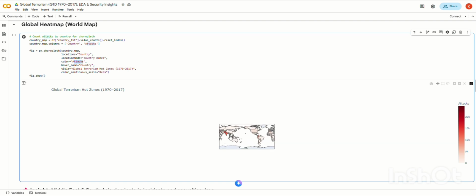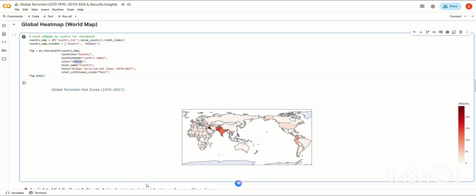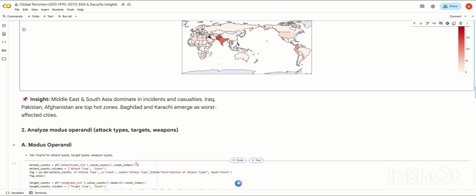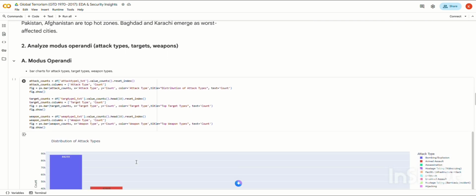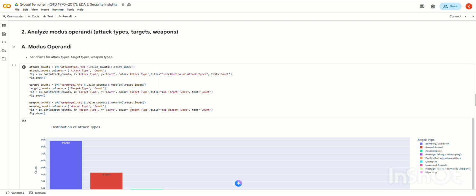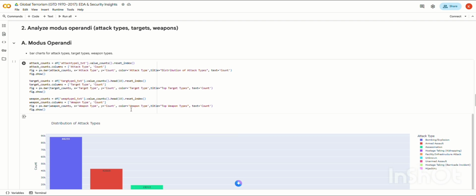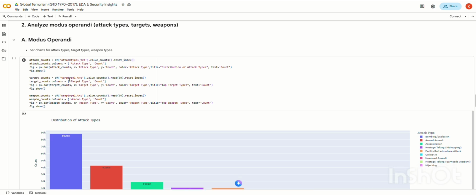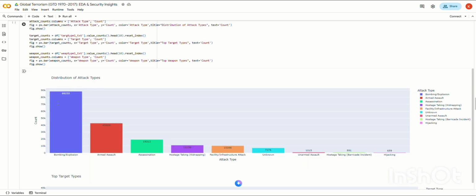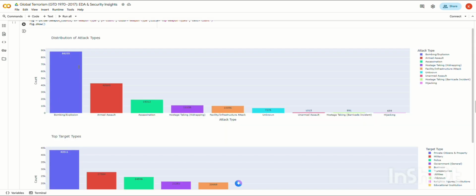With the location mapped out, let's now turn to how these attacks were actually carried out. By studying the tactics and methods used, we gain insights into both the operational patterns of terrorist groups and the vulnerabilities they exploit. To explore this, I grouped the data and counted the number of incidents for each category. Then I plotted the result as a bar chart to see which methods dominate globally.